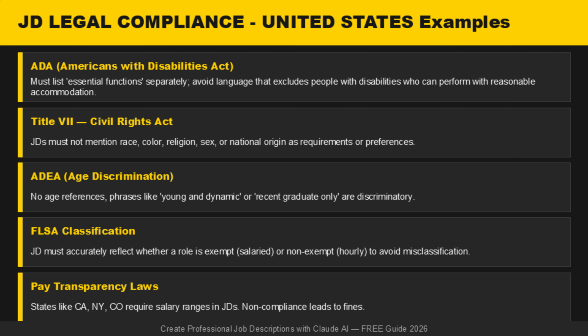If you're hiring in the United States, your JD must comply with several critical laws. Some examples are being shared here. The Americans with Disabilities Act requires you to clearly list essential functions and use inclusive language. Title VII of the Civil Rights Act prohibits any mention of race, religion, gender, or national origin as requirements.